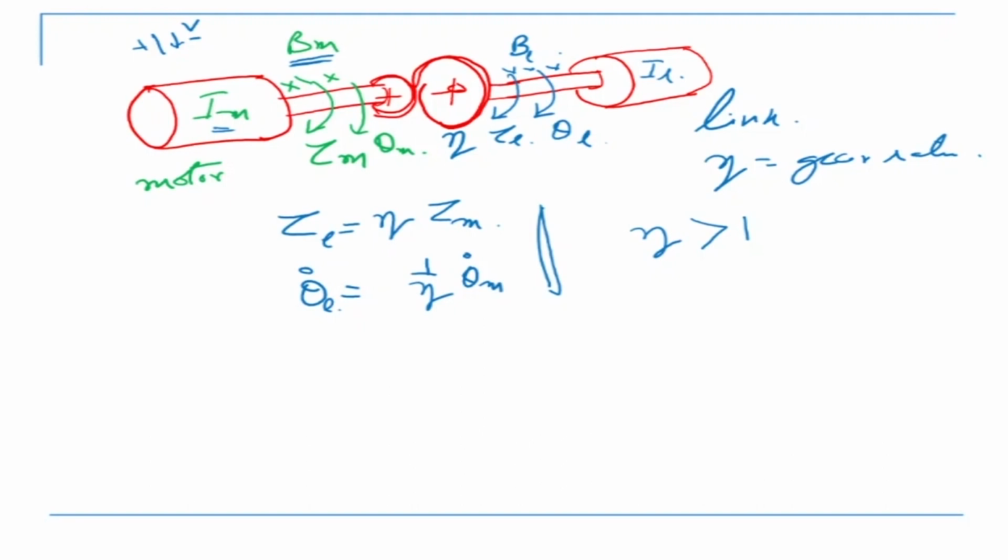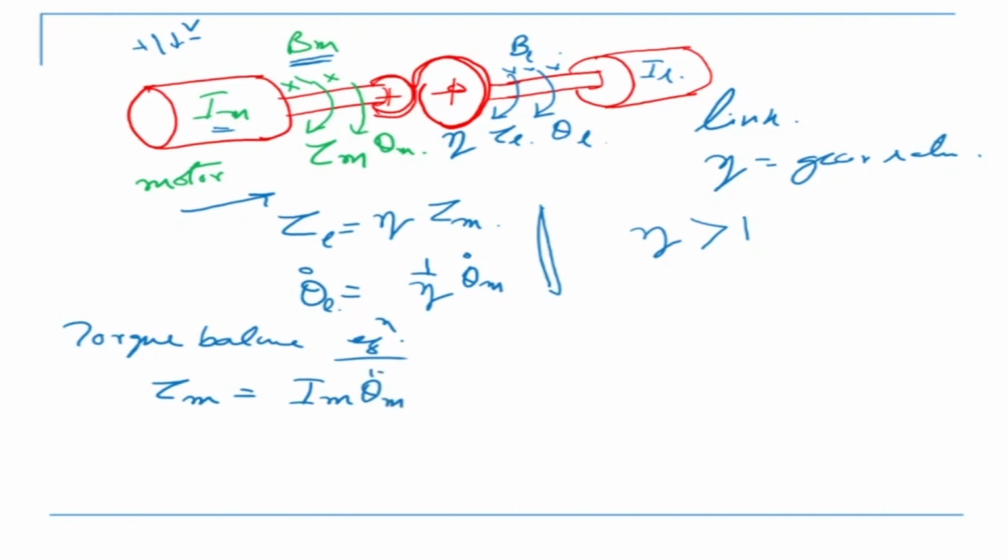Now let's write the torque balance equation. So tau m, where is this torque getting consumed? It is rotating the rotor: Im theta m double dot, plus Bm into theta m dot, plus 1 by zeta, since there's a gearbox, going that side, IL theta L double dot plus B into theta L dot. I'm assuming that K is equal to 0.